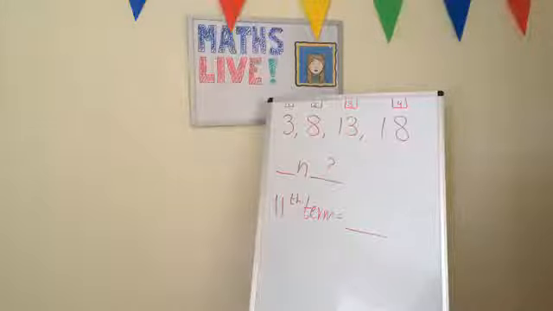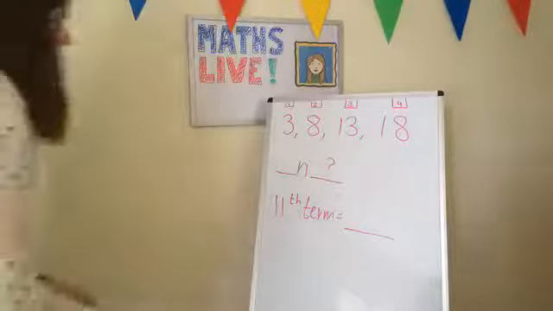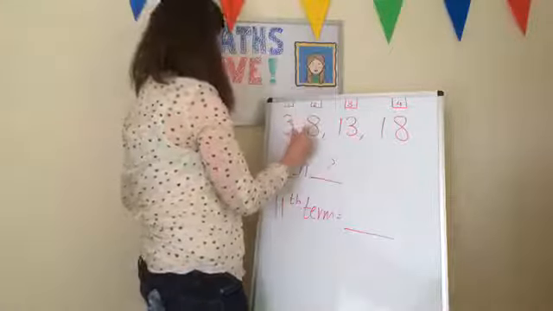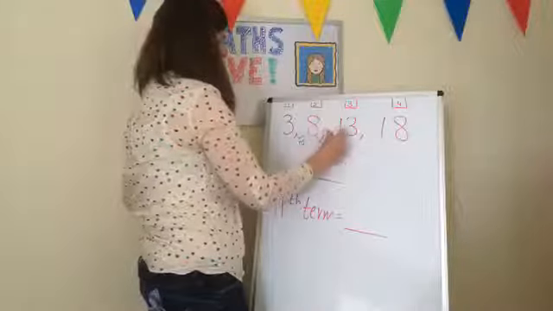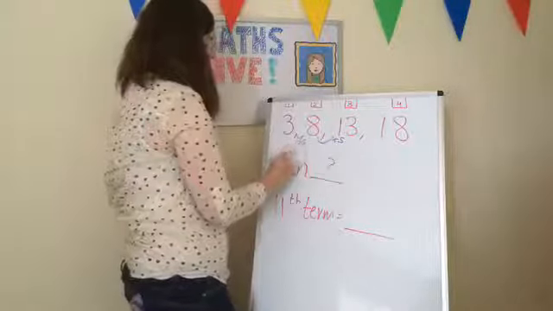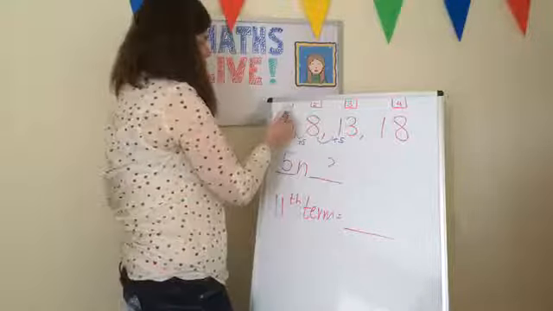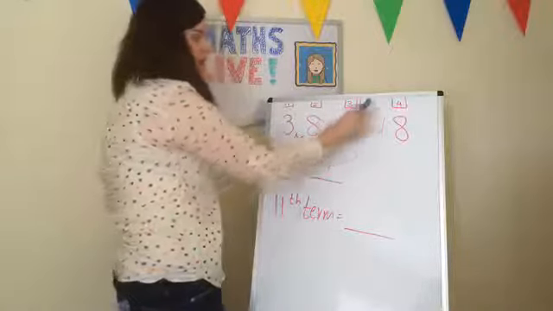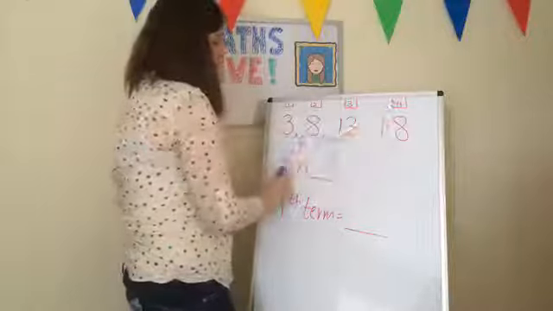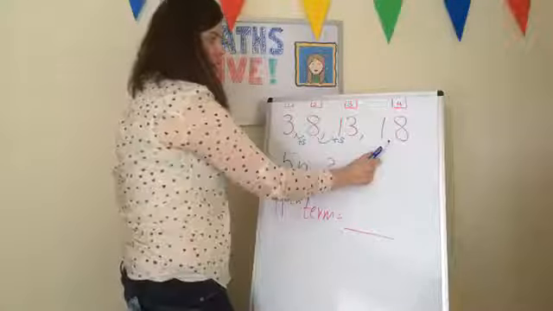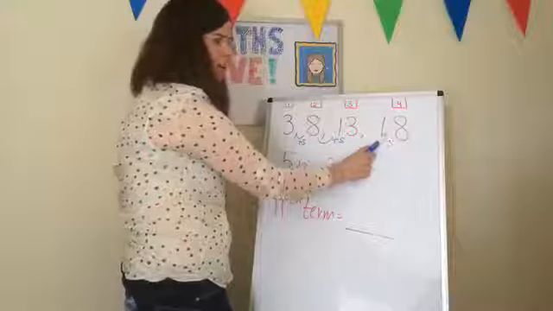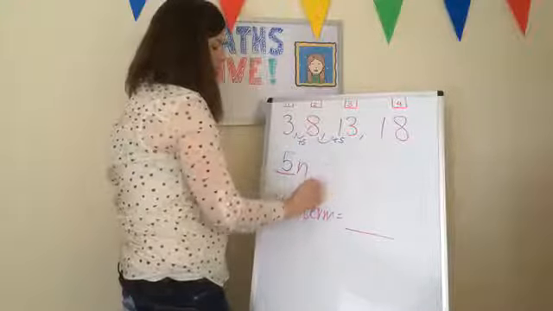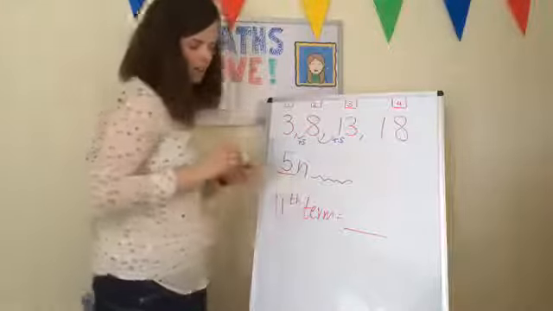Okay, a lot of you are putting 5n, but you've got to be careful. Because yes, the jump is 5, so we add 5 each time. But if it's 5n, 1 times 5, it's not 5, is it? If we do 4 times 5, it's not 20. So think, what do we do? There's something missing here. There needs to be something on there.